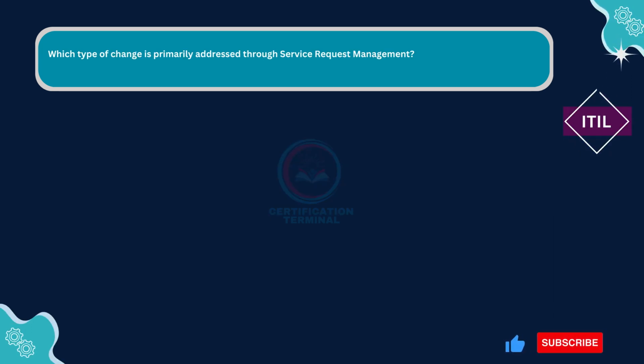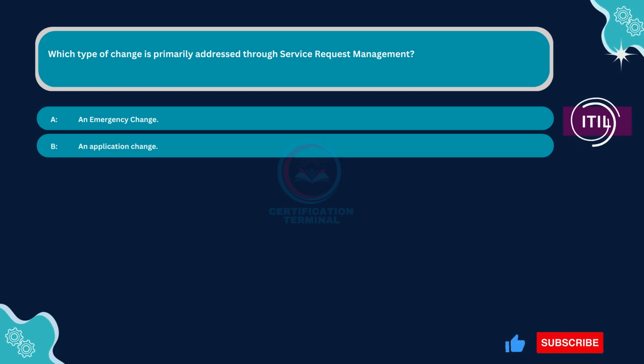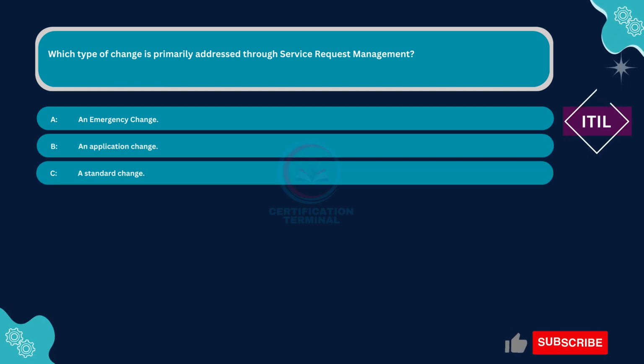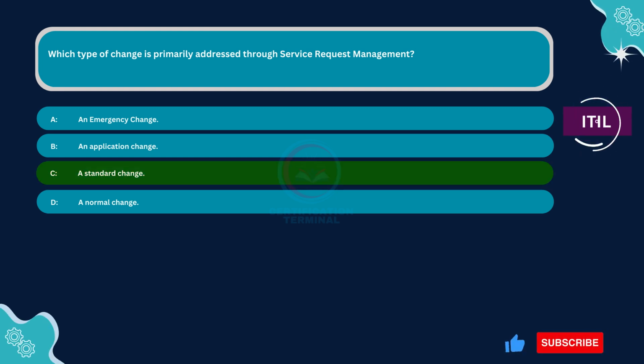Next question. Which type of change is primarily addressed through service request management? Option A, an emergency change. Option B, an application change. Option C, a standard change. Option D, a normal change. The correct answer is Option C, a standard change.